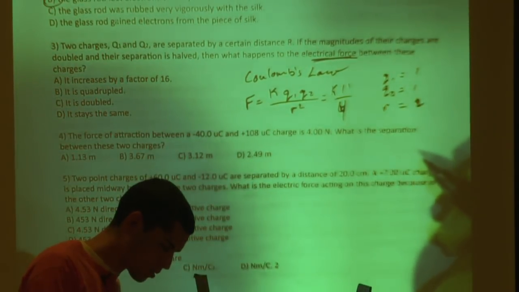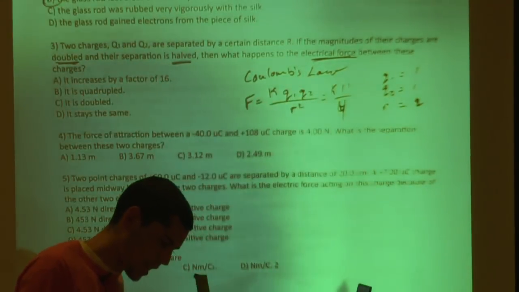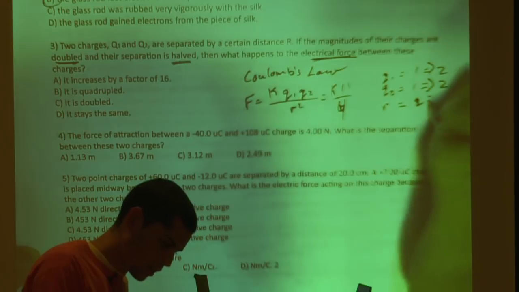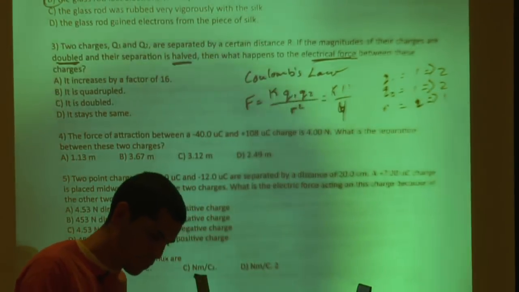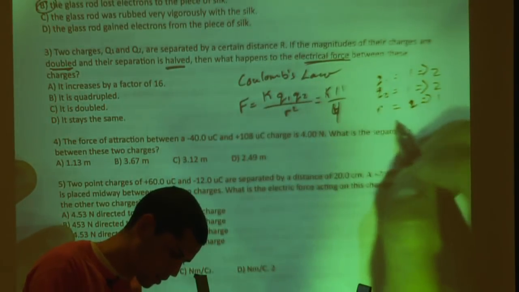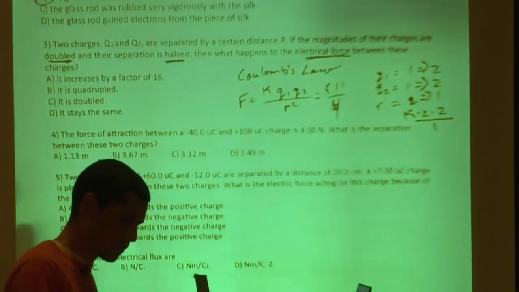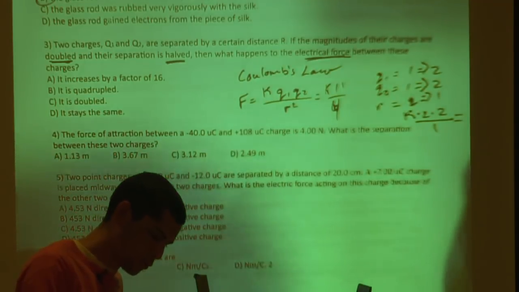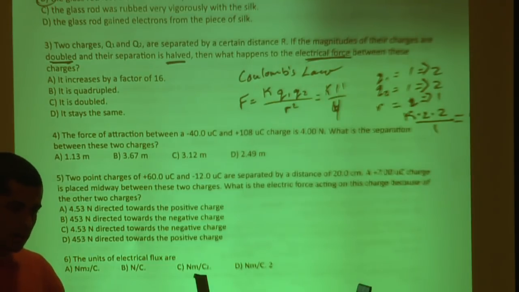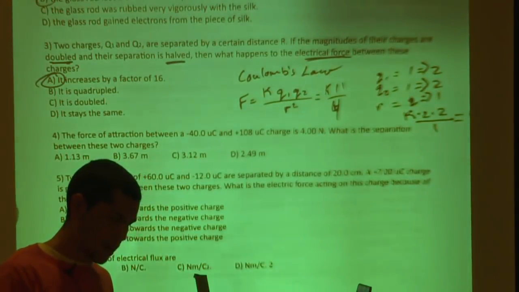But if the magnitudes of the charge are doubled and their separation is halved, then this is 2, this is 2, and this is halved, so we have 1. Essentially it switches. Now Coulomb's law shows K times 2 over 1, and that'll come out to 4. So we went from 1 over 4 to 4. If we do that math, it increases by a factor of 16.